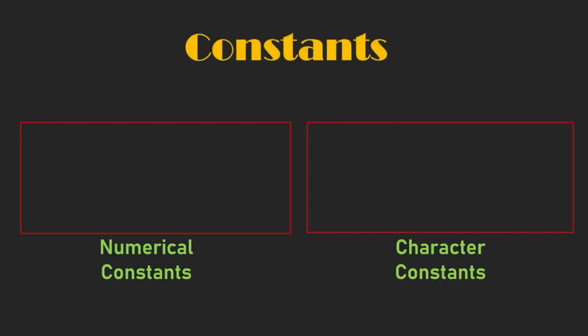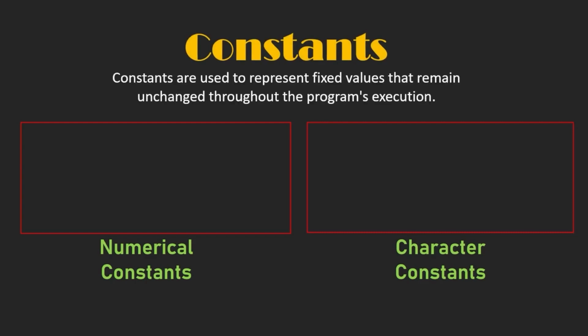A constant is exactly what it sounds like, something that doesn't change. In programming, we use constants to represent fixed values. For example, if you think of the number 44, that's an integer constant. Similarly, numbers like 12.23 or 34.53, which have decimal points, are floating point constants.